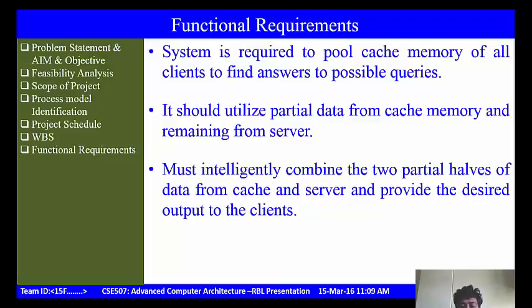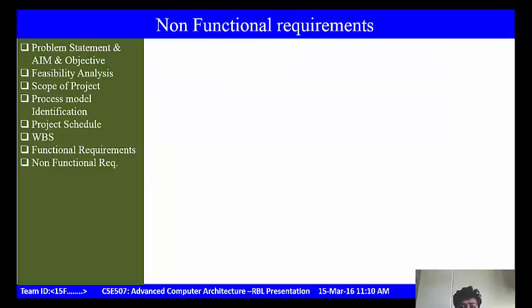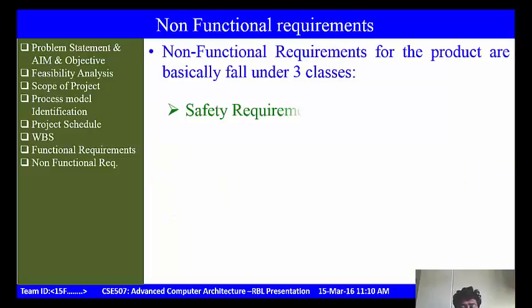Secondly, it should utilize partial data from cache memory of local clients wherever it finds a partial result for the query. Thirdly, we should be able to intelligently combine these two partial halves and generate a desired result or an output for the user, for the client.